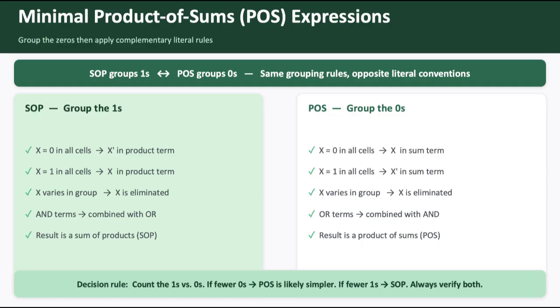The decision rule at the bottom is your practical guide. Count the ones and the zeros on your map. If there are fewer zeros, POS is likely to give you fewer groups and a simpler circuit. If there are fewer ones, go with SOP. But always verify both. The counts are a heuristic, not a guarantee.